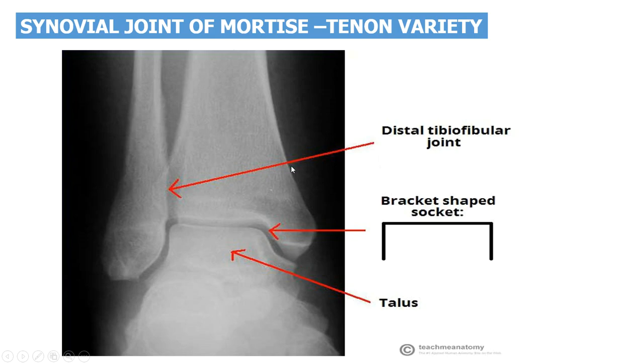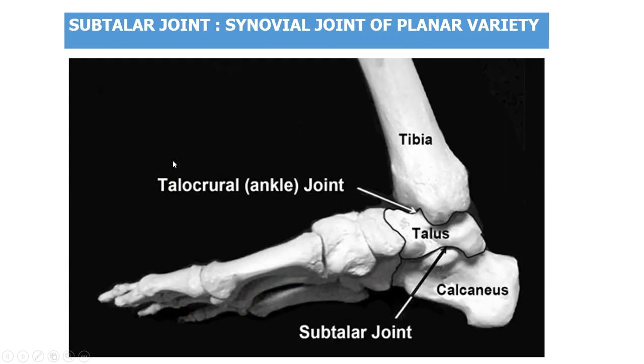So we classify that talocrural joint as a synovial joint of mortise and tenon variety, and this is because of the bracket-shaped socket here. You can see the medial malleolus, tibial plafond, and lateral malleolus, and this forms the mortise. And then you have the talus forming the tenon. The distal tibiofibular joint, we classify it as a syndesmosis.